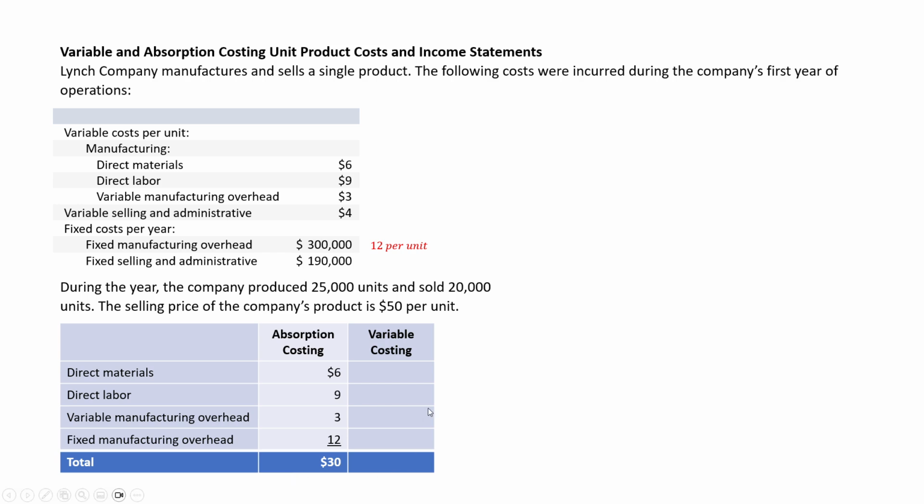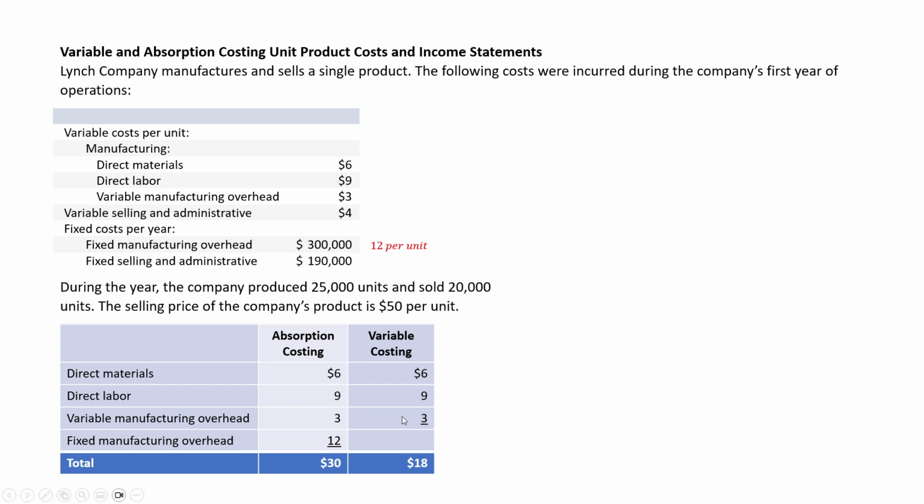What's new in this chapter is an alternative to absorption costing that only includes the variable elements of product costs. So it has in common with absorption costing direct materials of $6, direct labor of $9, and variable manufacturing overhead of $3, but it stops there and totals up to $18. The only thing that's different is that variable costing excludes fixed manufacturing overhead.